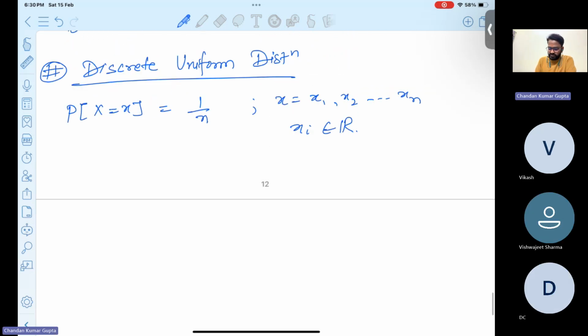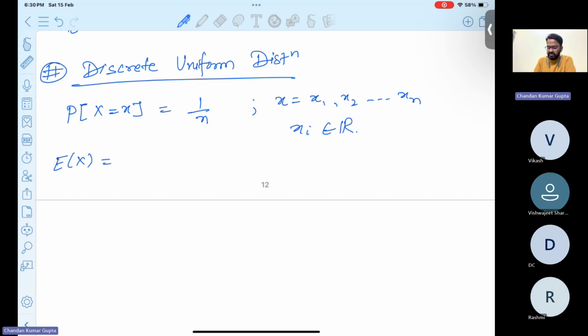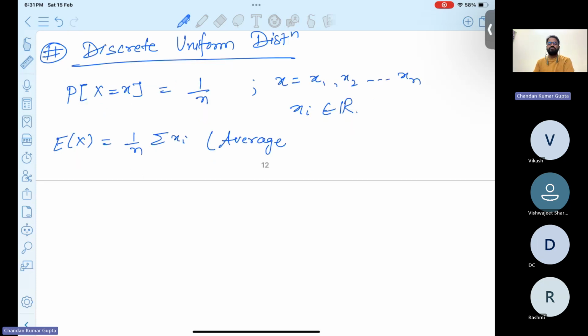Here, if you can see, its expected value is nothing but the average, 1 by n, since the PDF or the PMF is independent of the random variable x itself. So 1 by n summation of xi, the sum divided by the total number of observations, is what we usually term as the average. In a similar manner, you can calculate the mean, variance, and MGF as well.